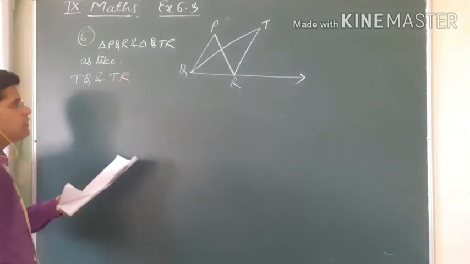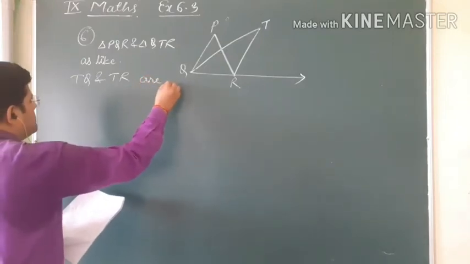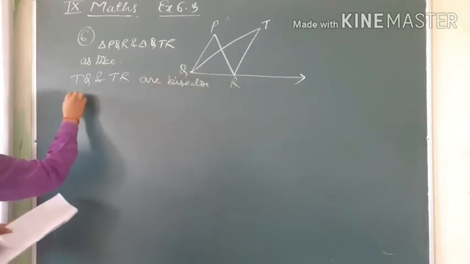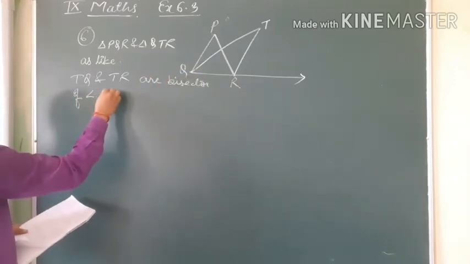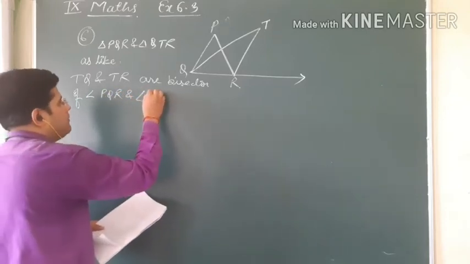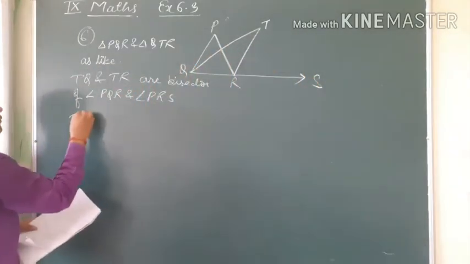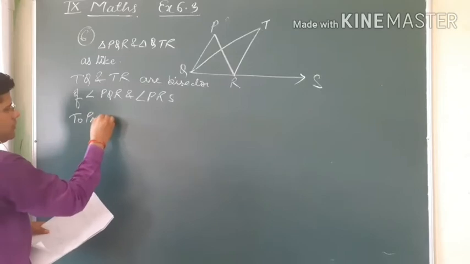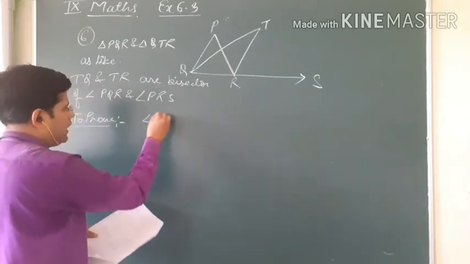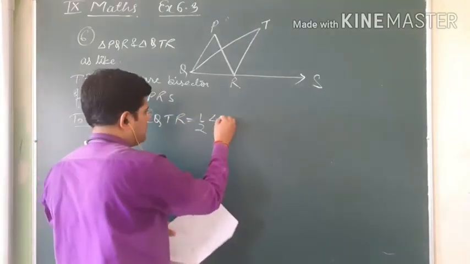QT or TQ, whatever you can write. QT and QR, that TQ and PR are bisectors of angle PQR and angle PRS. What do we need to prove? We need to prove angle QPR is equal to half of angle QPR.